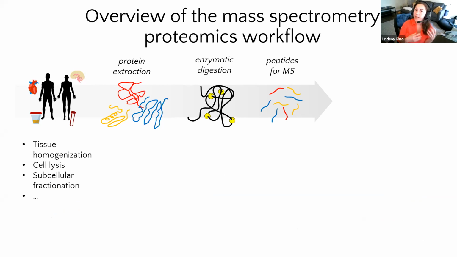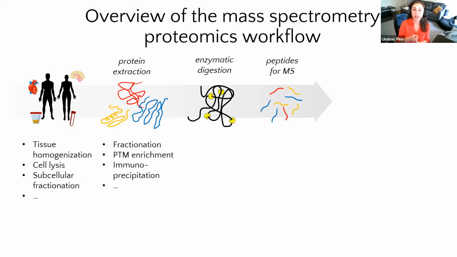In the first step, a lot of things can go wrong. If you're working in tissue, you need to homogenize your tissue. Cellular lysis, if you're doing subcellular fractionation, you're isolating the nucleus or you're isolating the mitochondria. This is all stuff that has to happen before you can even extract your protein. After you extract your protein, there might be a whole other set of manipulations that you're performing.